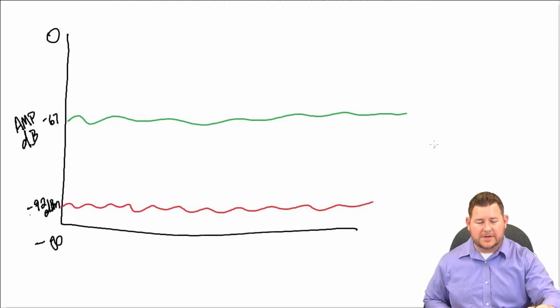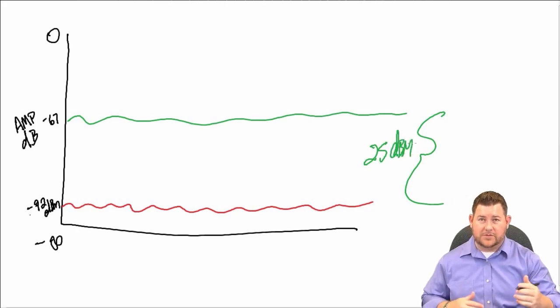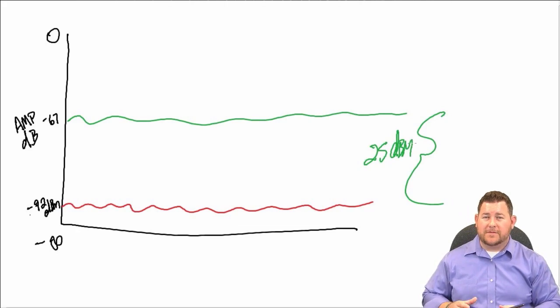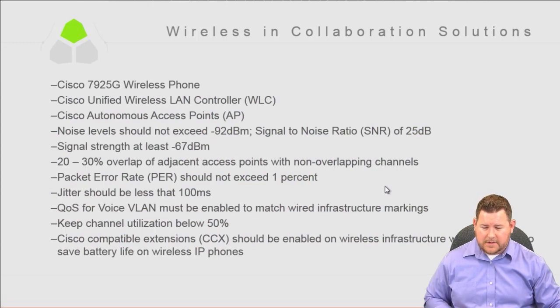And in between these two points, we have 25 dB of actual signal to noise ratio. So that means you have 25 dB of solid signal coming in, and that's all it needs to operate effectively. Any questions on that? Does that make sense to you guys? Right, sounds like it does.